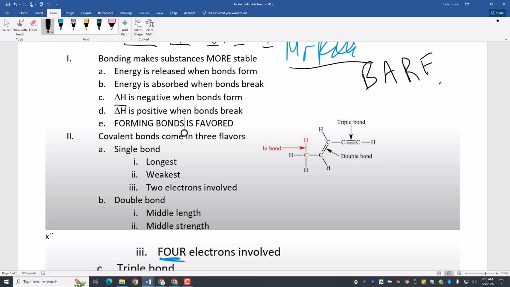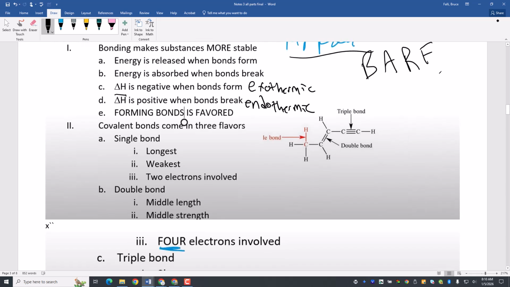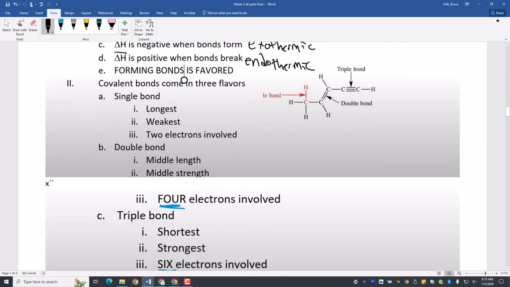The other thing we should have in there is that when bonds form, it's exothermic, and when bonds break, it's endothermic. Forming bonds is favored. Why is it favored? It makes things more stable. Covalent bonds come in three flavors.